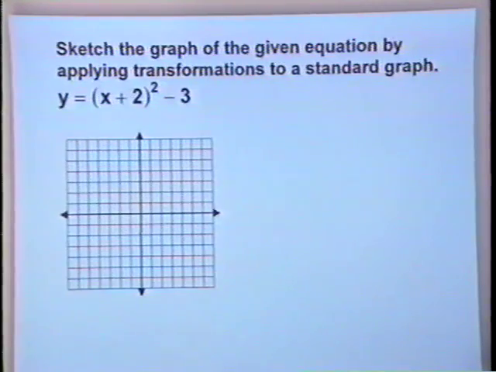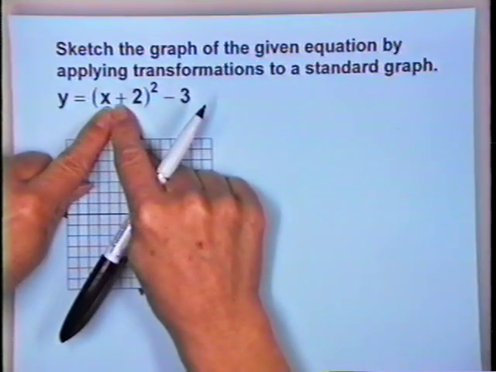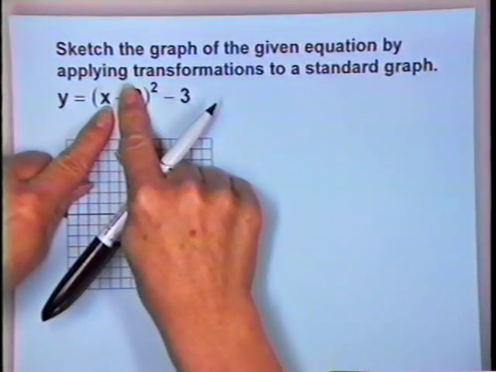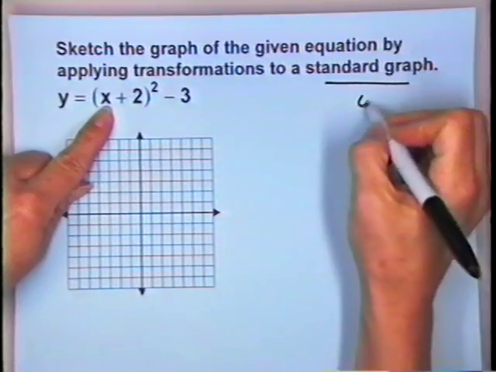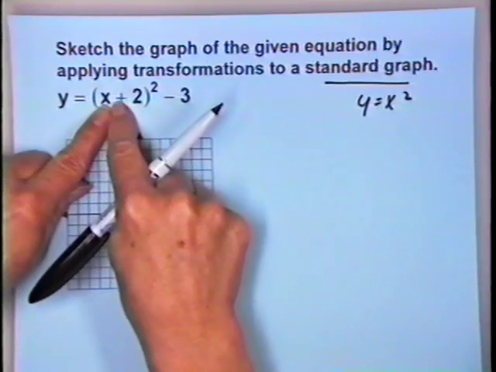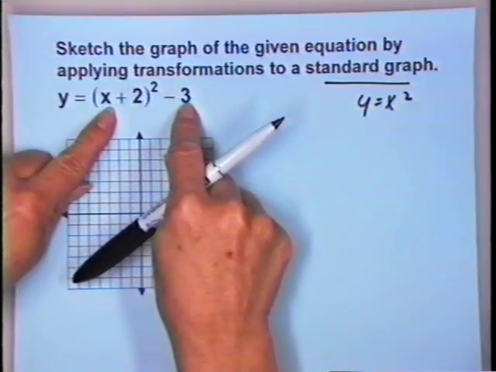Sketch the graph of the given equation by applying transformations to a standard graph. Now this one might be a little bit harder to recognize what that standard graph is, so let's look at our equation. We're doing something to x, and then we're doing what? We're squaring. Now if we weren't doing something to x, that'd just be x squared, wouldn't it? And then after we square, we're subtracting 3. Okay? My standard graph is y equals x squared. Okay? But we're going to do something to x before we square, and then after we square, we're going to do something else.